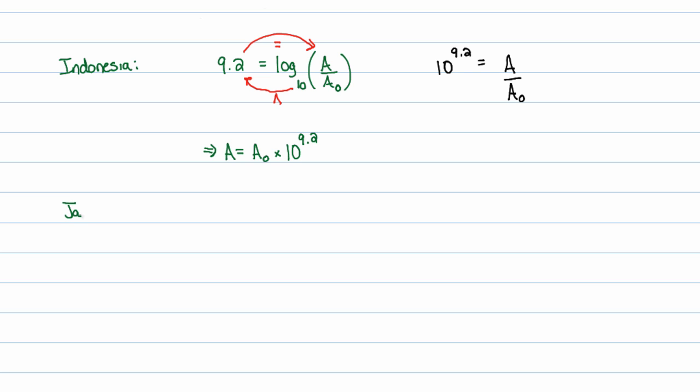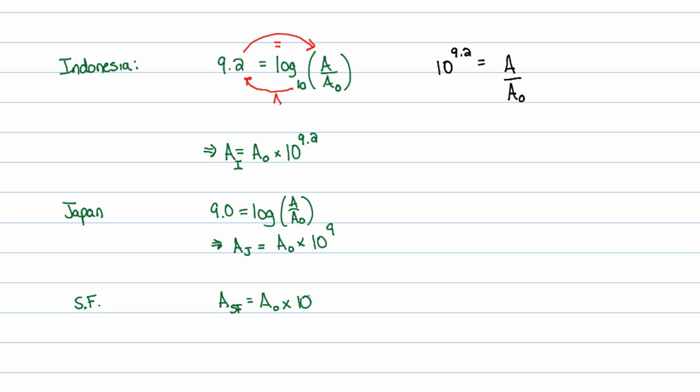The Japan quake, again, was a 9.0, and we just plug that into the same formula, and you do the same business. When you do that, you'll find out that the amplitude for Japan, and maybe I should put a little sub J there and a little sub I here, the amplitude for Japan is going to be A naught times 10 to the 9 power. And following the same argument, the amplitude for San Francisco is going to be A naught, San Francisco was 8, so times 10 to the 8th power.